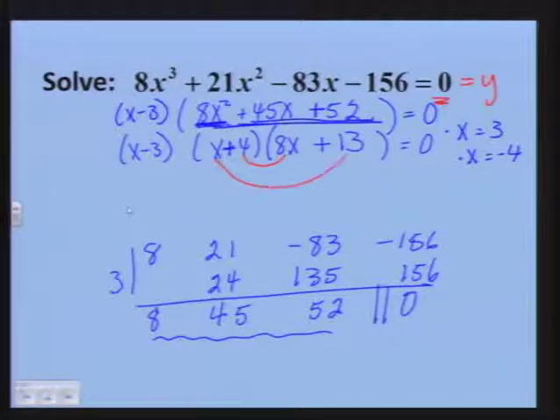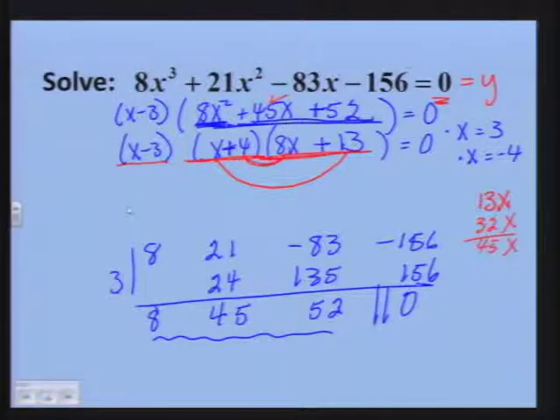So checking, the outside times outside gives me 8x squared. Outside times inside, 13x. Then inside times inside gives me 32x. Add it, and guess what? It is exactly what I want. So now I know the root that comes from this one. I know the solution that comes from this one. All I have to do is set this equal to 0, and I will have my last solution.